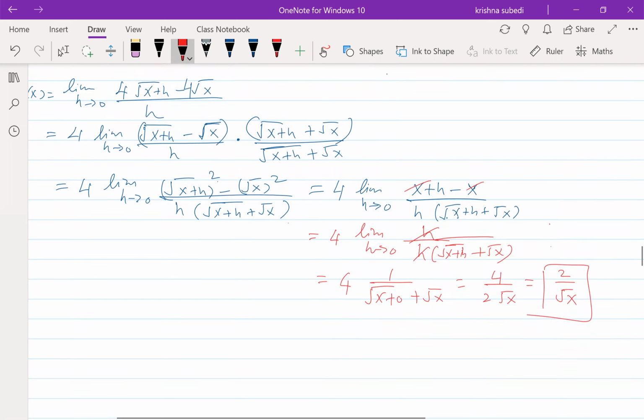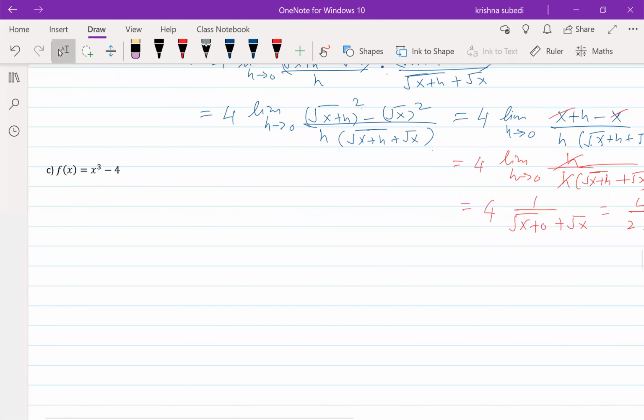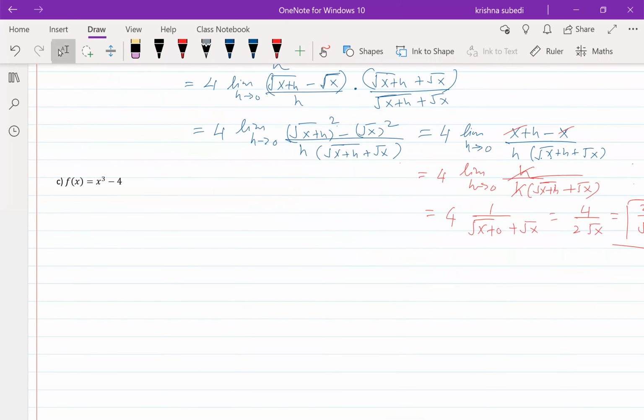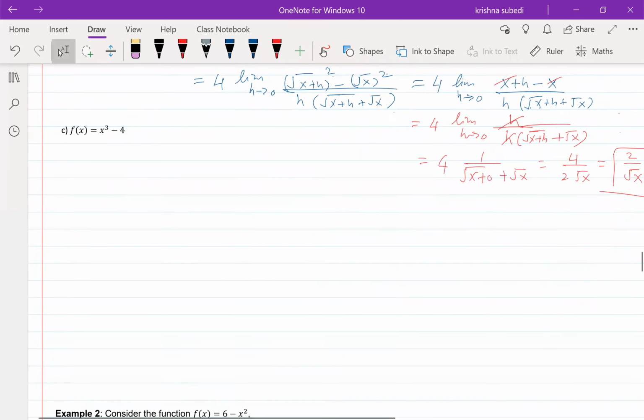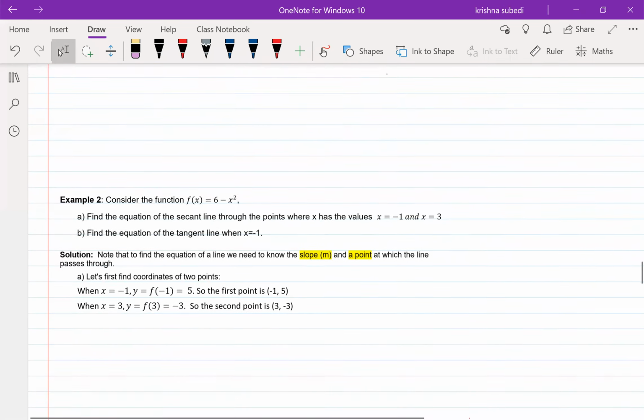All right, so in the same manner, you can do this part C. I leave it to you. You can try that just for fun, but the process is the same. Just follow that 3-step method.